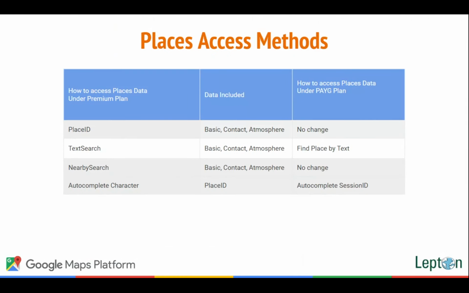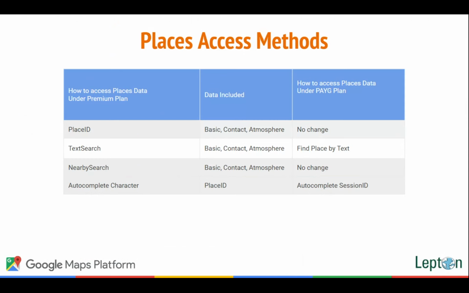Now, when we talk of different implementation mechanisms for Places API, which are available in the premium plan as well as under the pay-as-you-go model. If we talk about Place ID, this was available in the premium plan, and it is available under the pay-as-you-go model as well. I can use Place ID in a place details call to get data about a certain POI.